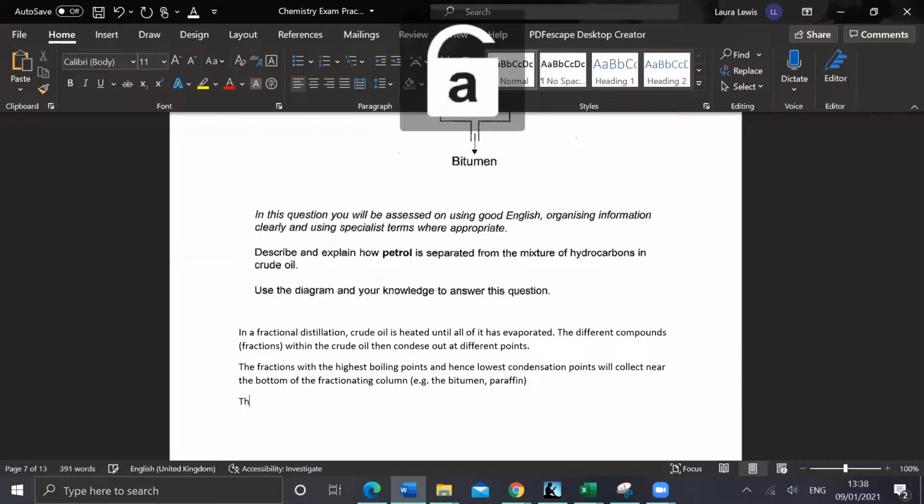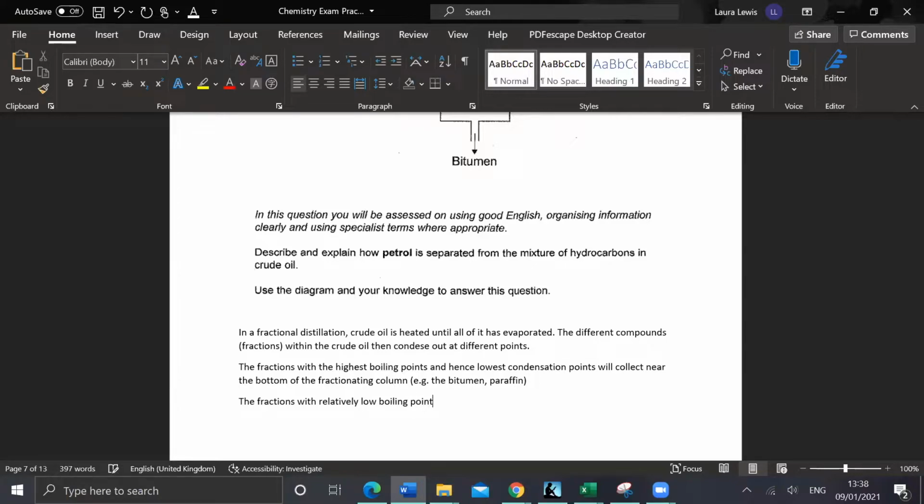So the fractions with relatively low, I'll say relatively because it's comparing, so relatively means comparing it, low boiling points are collected near the top of the fractionating column. And these would be petrol and other fuel products. Diesel's a bit further down.